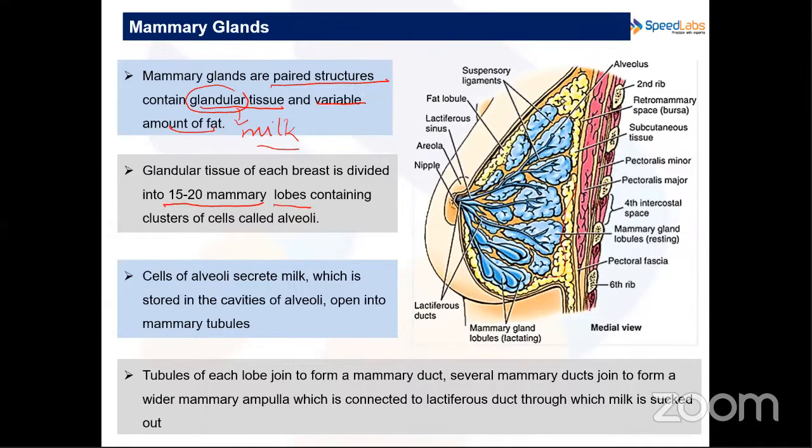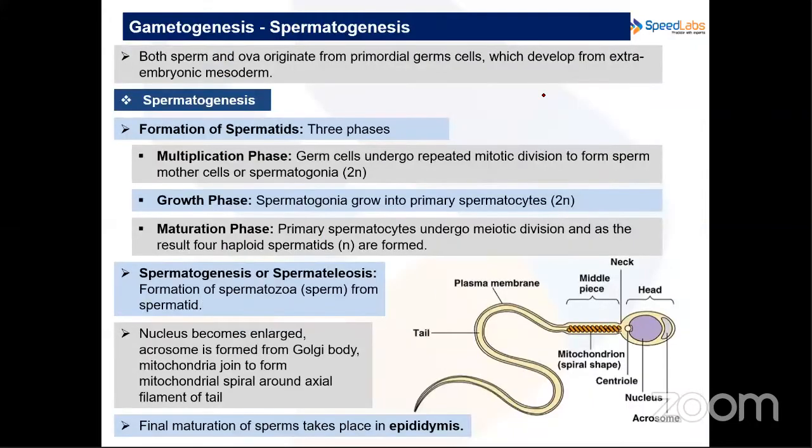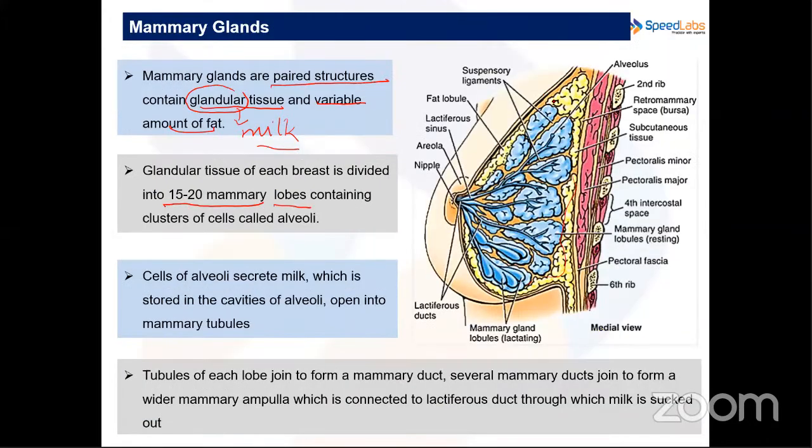Mammary glands are modifications of sweat glands, and you can see variable amounts of fat. Now each mammary gland is made up of 15 to 20 mammary lobes.